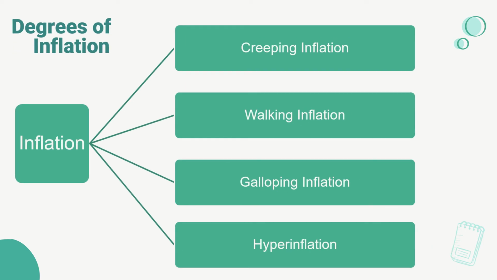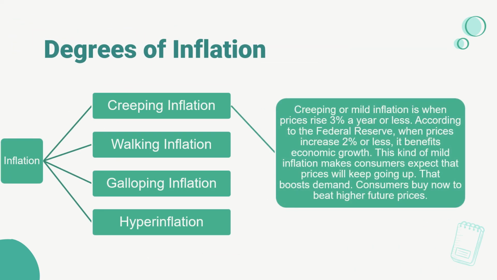So the first kind of inflation that we are going to study is creeping inflation. When there is creeping or mild inflation, the rise in price is 3% a year or less. So 3% or less means that the economy is going through creeping or mild inflation, which is very beneficial for economic growth.